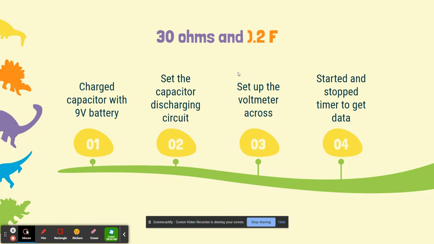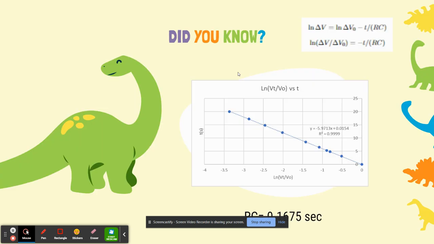And then for the 30 ohm, we charged the capacitor with a 9-volt battery, set the capacitor ready to discharge, set up the voltmeter across the capacitor, and since it was a program, we could stop and start the discharging at any time we wanted to collect data. Here's the graph that we created. From the equation given in the lab procedure, we can see that the equation is in y equals mx plus b. And so knowing that, we used the slope of the graph we created and just inverted it and multiplied by a -1 to get RC.